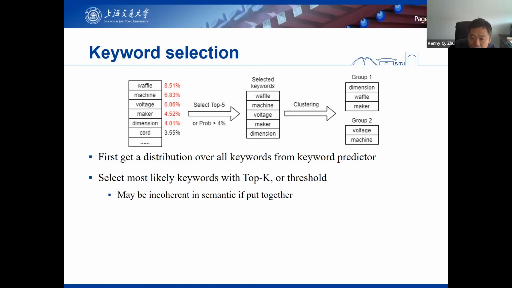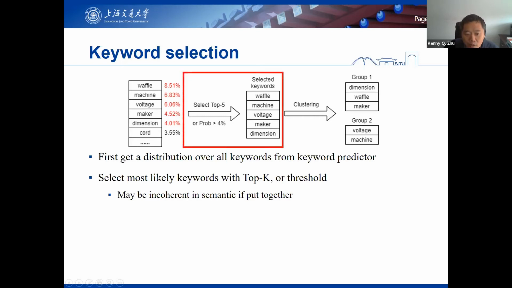And now after the previous step, we are able to assign a probability to each of these words. Then we rank them, and we take the top K, or we set a threshold. So that will give us a set of selected keywords.